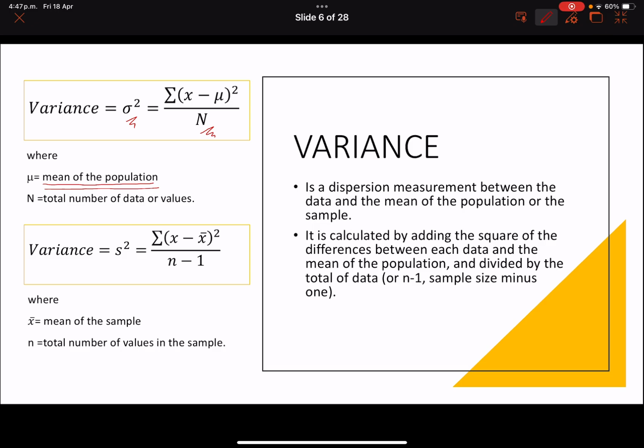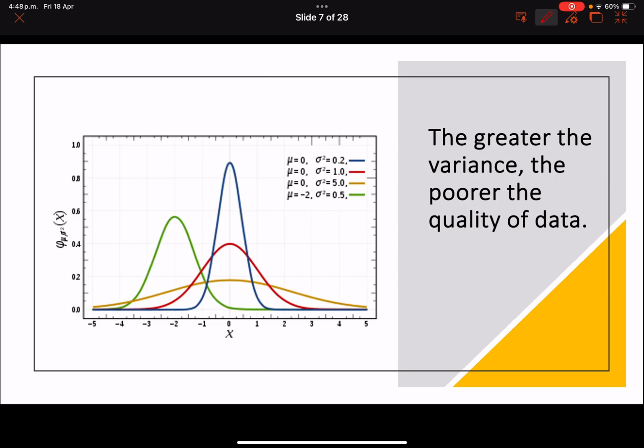If we don't have the population, for example, if we were talking about a country or a state or an education system, we have an N minus 1 and an s. That's the difference. The formula doesn't change that much. For the total number of values in the sample, we have to subtract 1. And the letter changes. When we have an s, it means that we're talking about the sample. And when we have a sigma, we're talking about the population. The greater the variance, the poorer the quality of our data.